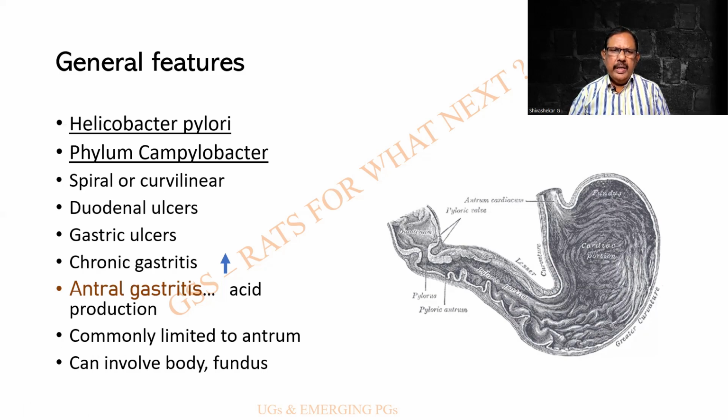It causes duodenal ulcers, gastric ulcers, chronic gastritis, antral gastritis due to increased amount of acid production. And it is commonly limited to the antrum and probably the first part of the duodenum. Later on, it can cause a more generalized gastritis. So this much we shall be having in mind.